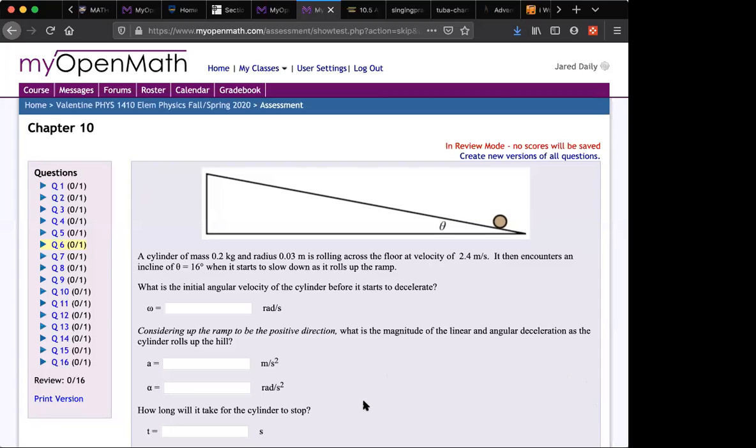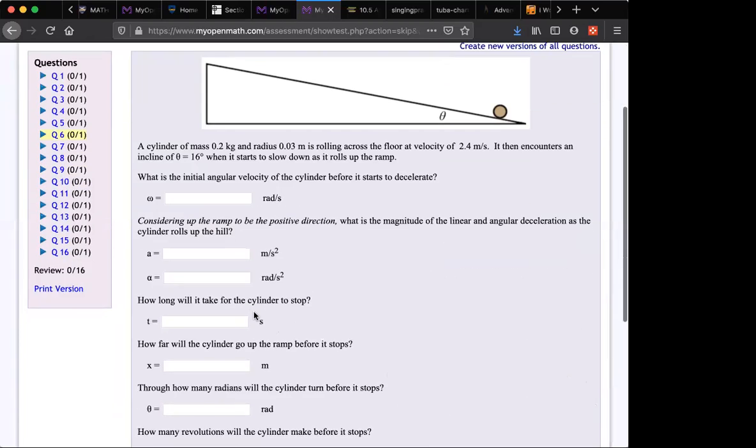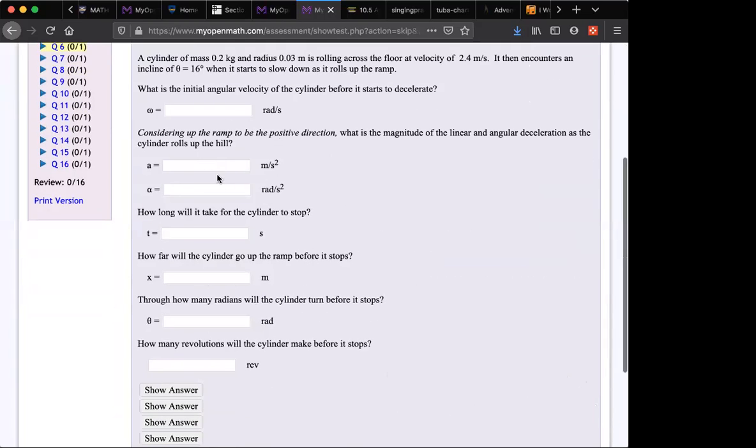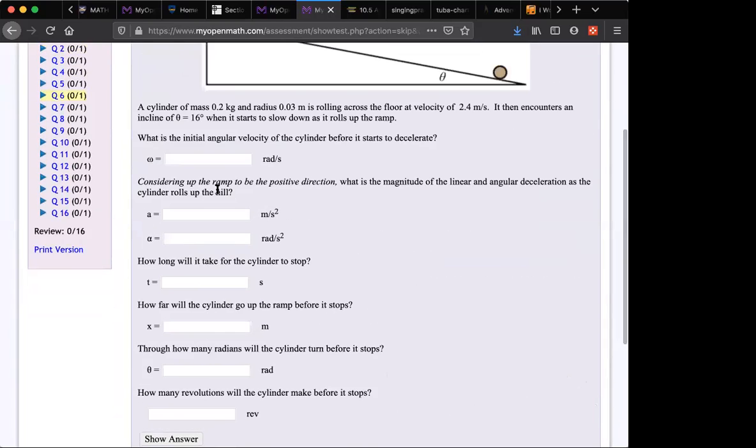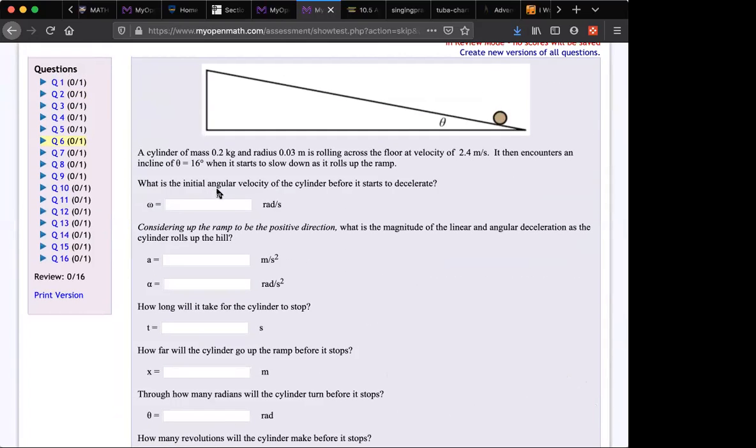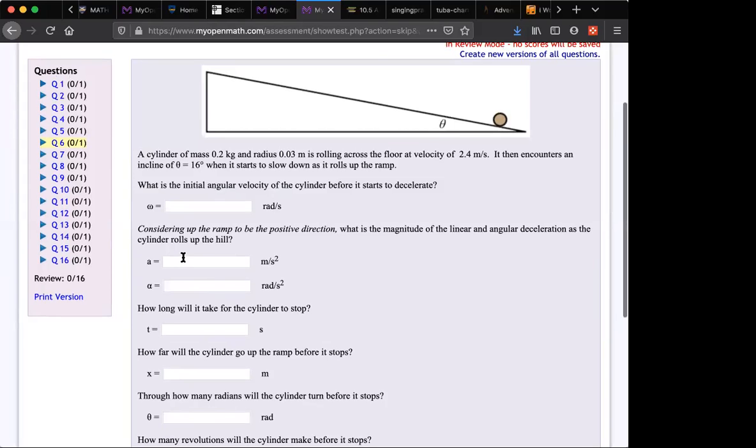Okay, so what we need to do here is, let's see, omega is easy. We figured that out, I think. Right, yeah, we did. Once we get either the acceleration or alpha, the rest is really kind of easy. So we have to decide which one we're going to go after, either alpha or a. It doesn't really matter which one you try to calculate. It's kind of up to you.